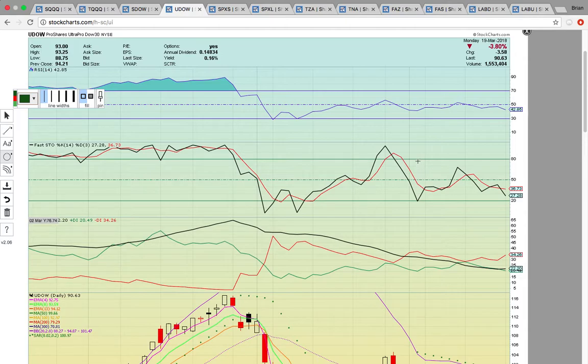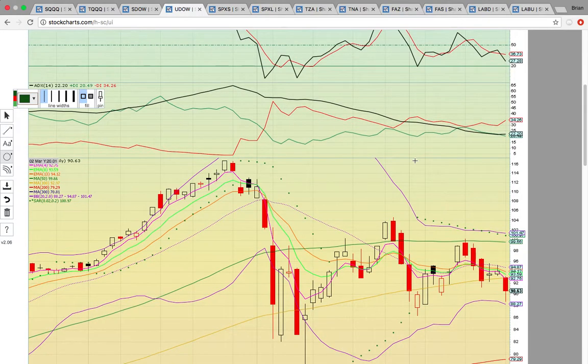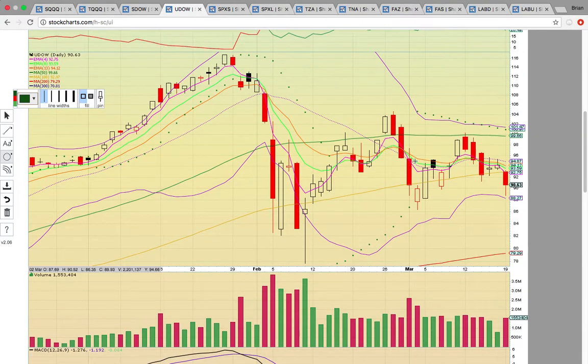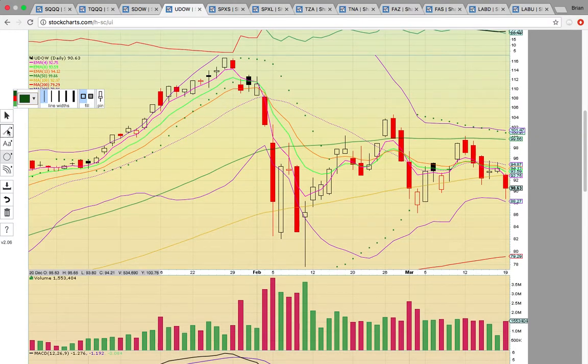Okay, let's look at UDOW. So this is Ultra Pro Dow 30. This heads higher when the Dow is heading higher. And as you can see here, it's been under pressure. And notice how the ascending support line was broken today slightly. Notice there's a close below.